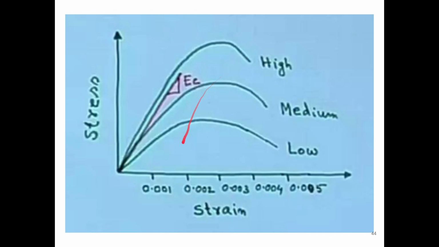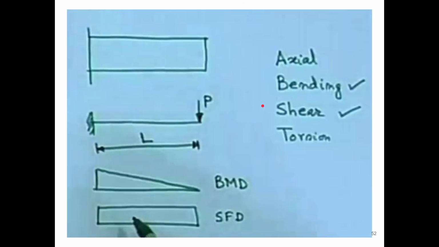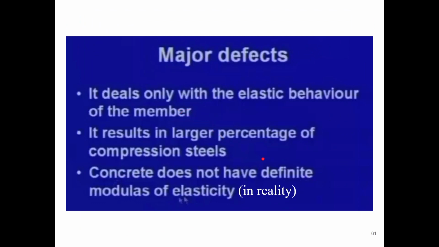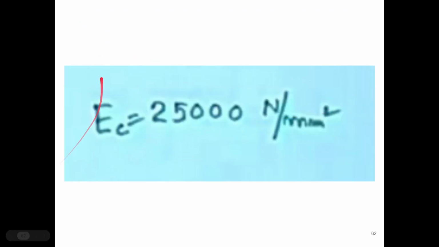If you see here, it is never constant. Although it looks like a straight line, it is curvilinear. So there is no constant elastic modulus value. We generally take the initial tangent or secant modulus as the Ec value, but you cannot say that is constant because at any point if you draw a tangent, it will always be different. These were the main problems with the working stress method. We basically took the Ec value as 25,000 Newton per mm square in the working stress method, but that is not constant. So that was one of the defects.